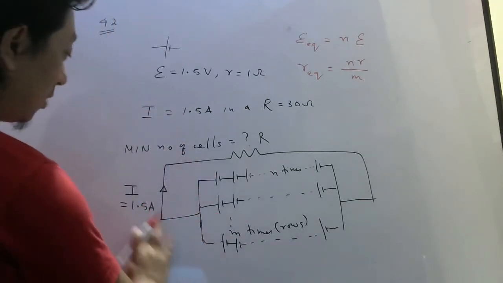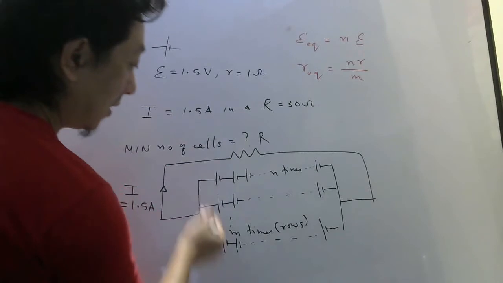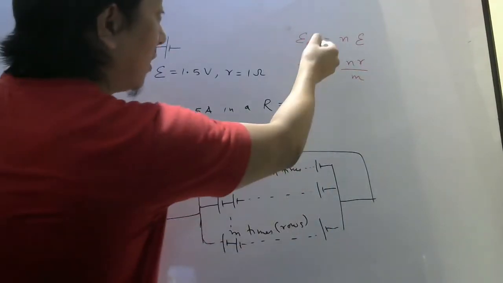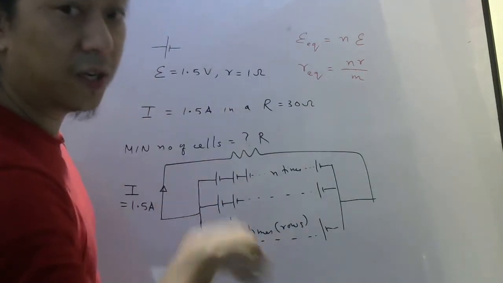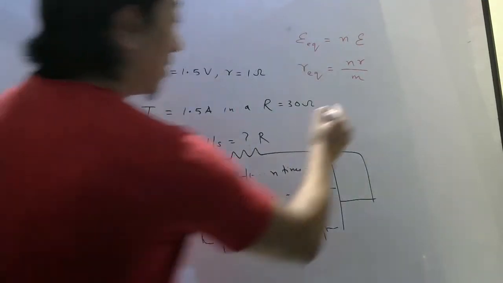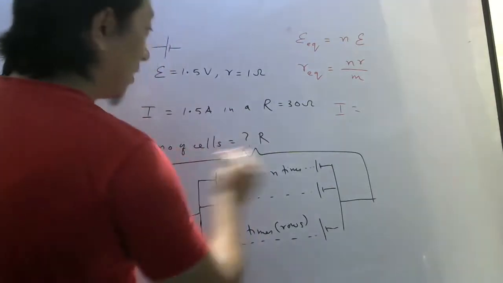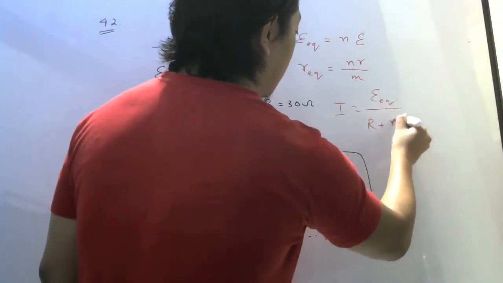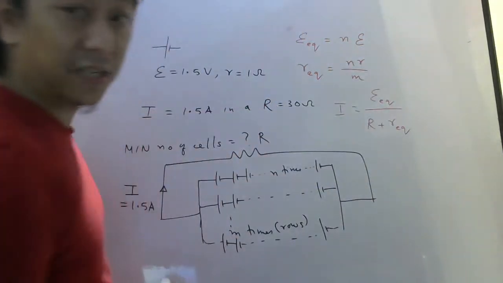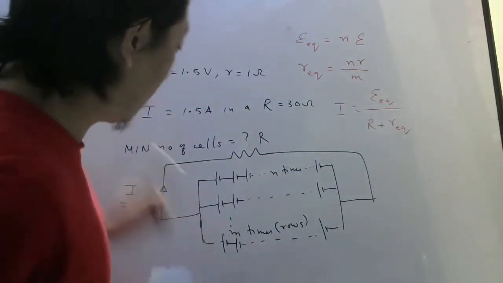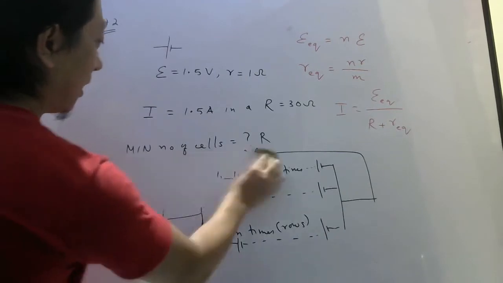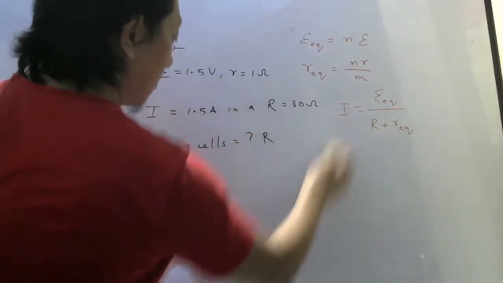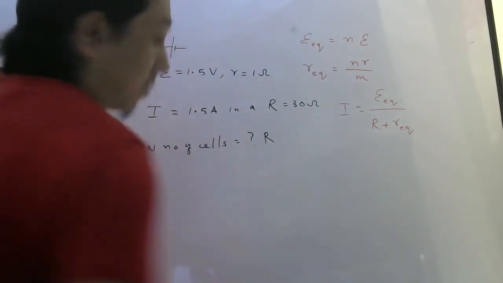Once you replace this by one battery, whose equivalent EMF is this much and equivalent internal resistance is this much, then the current flowing in the external circuit, I can write, is E equivalent by R external plus equivalent internal resistance, right? So let me rub the diagram now. The diagram was just to understand how I got these things. Okay, so let us calculate.